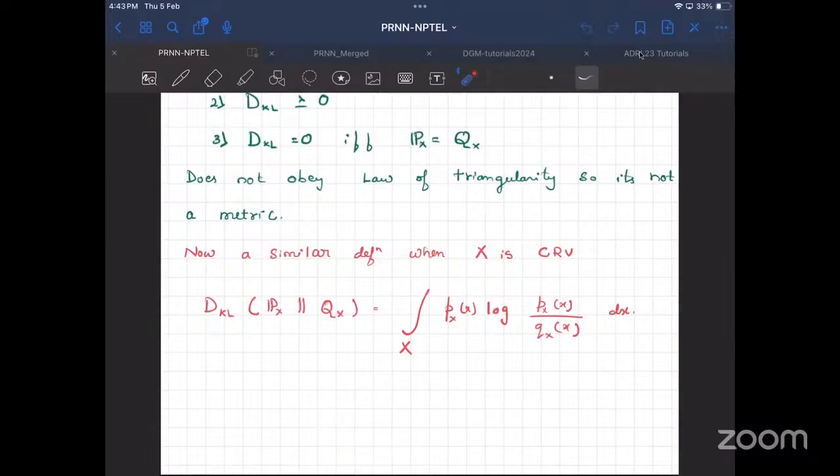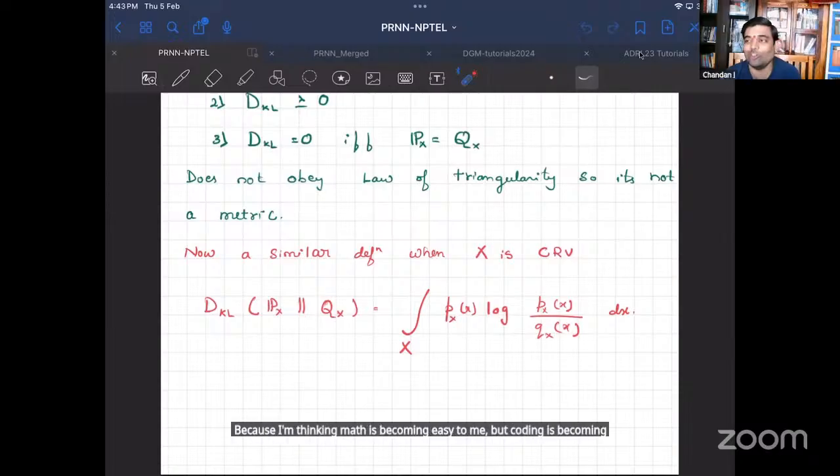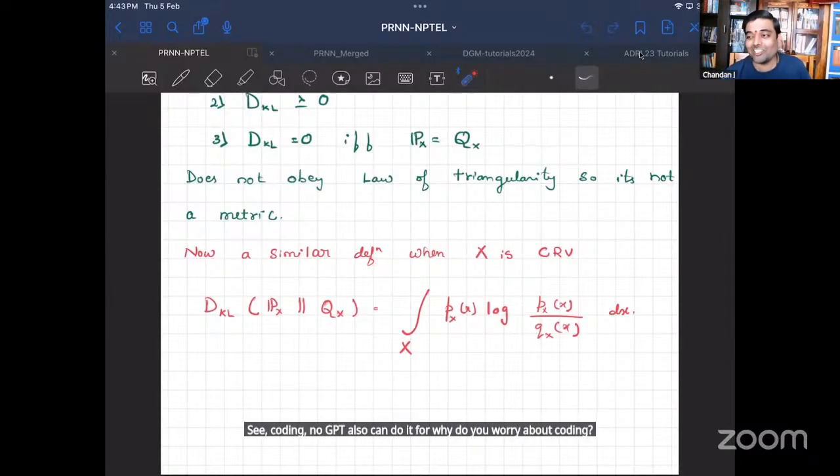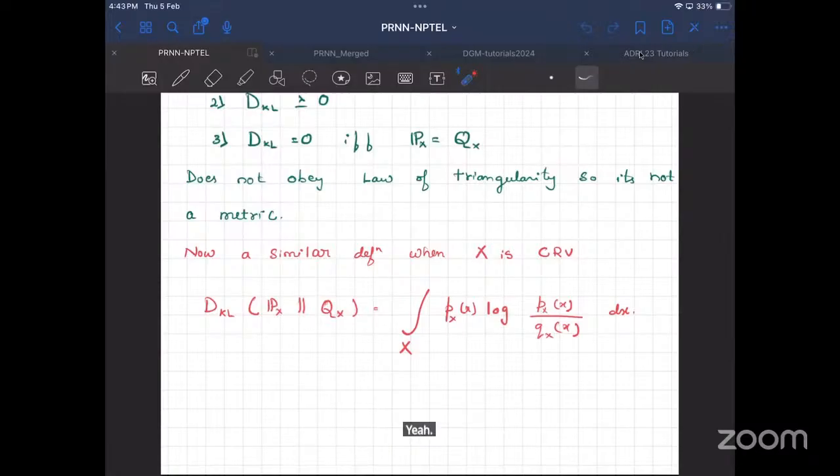Because I'm thinking maths is becoming easy to me, but coding is becoming a little more good. Very good. You're in the right direction. See, coding, GPT also can do it. Why do you worry about coding? Nowadays, you have that vibe coding, no? Yeah, but sir, while converting our ideas into experiments, it requires our intervention.